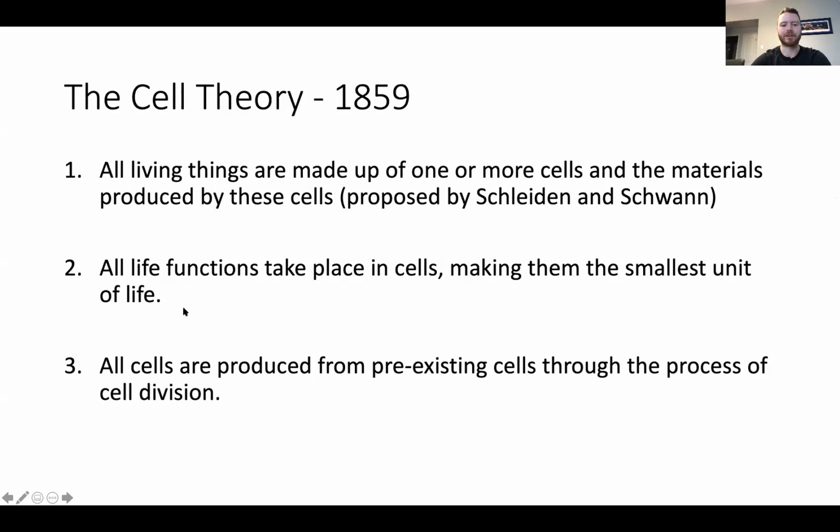Number two, all life functions take place in cells, making them the smallest unit of life. So jumping back a couple slides, they're able to exchange matter, reproduce, move with their environment. Unicellular organisms are all able to do that. And lastly, all cells are produced from pre-existing cells through the process of cell division. So make sure we know the three of those off by heart. Maybe get a rub-on tattoo on your shoulder so you don't forget those. These are important.